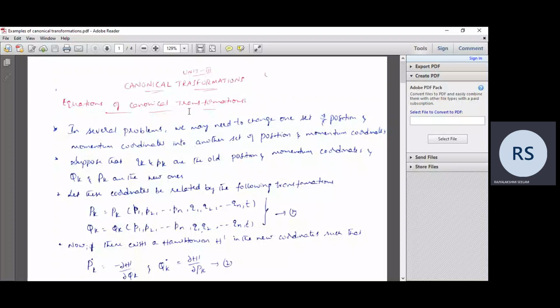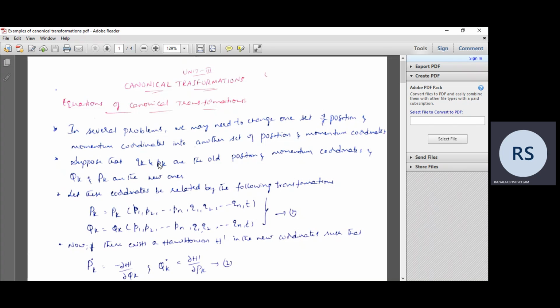Transformations. So here let us see the equations of canonical transformations. In the case of several problems, we may need to change one set of coordinates, that means position coordinates and momentum coordinates, into another set of position and momentum coordinates, suppose Q_K and P_K.